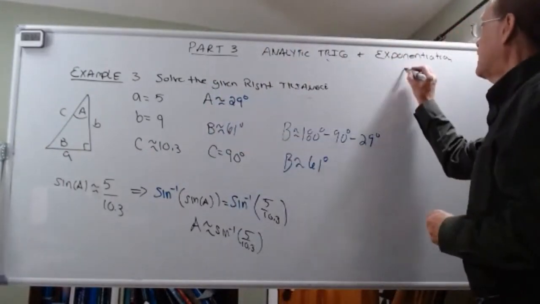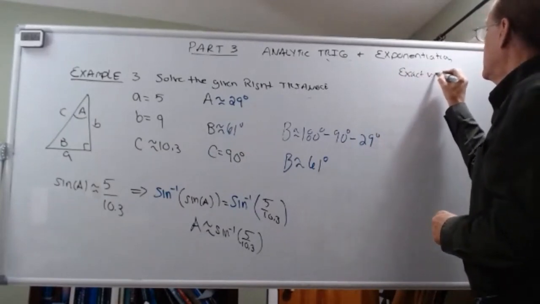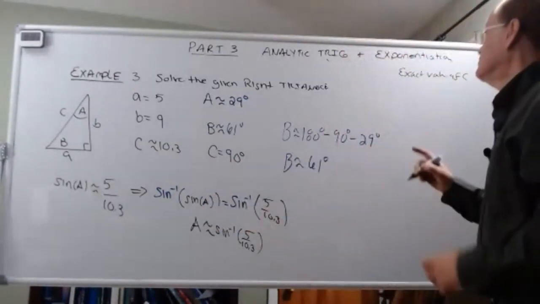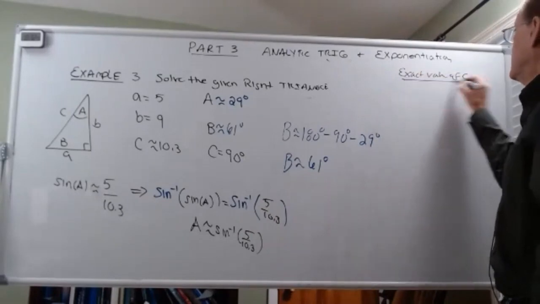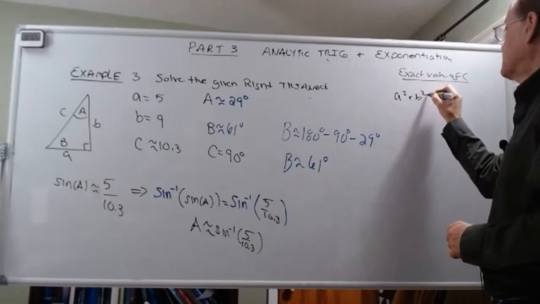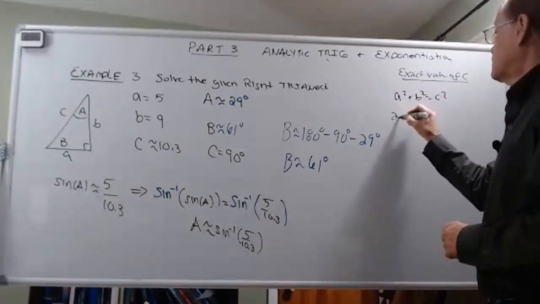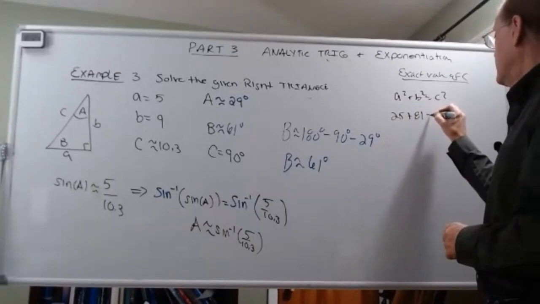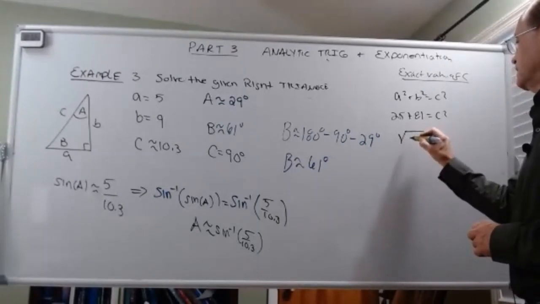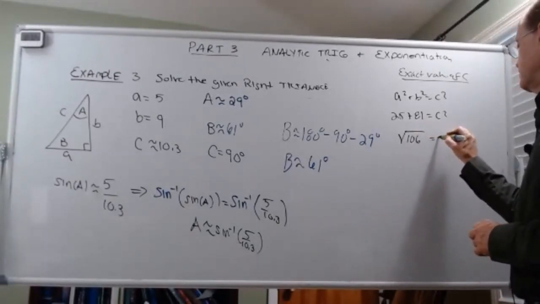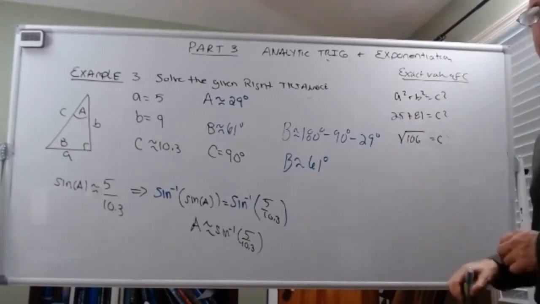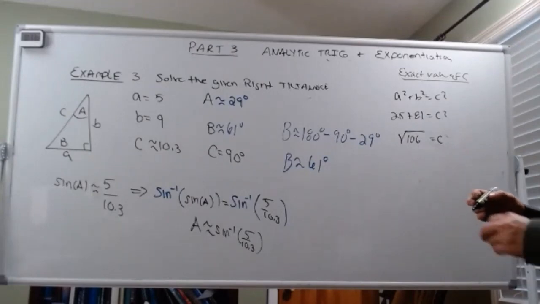Let's show that, the exact value of C. If I plugged it in, both of these would give me the same approximation to that angle, the same decimal. So what do I have? I have A squared plus B squared is equal to C squared. So I have 25 plus 81 is equal to C squared. So 106. So C is equal to the square root of 106. If I plug that into the calculator, both of them would give me the same answer.